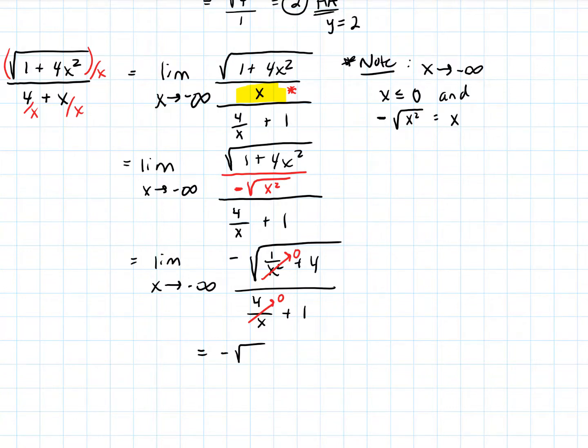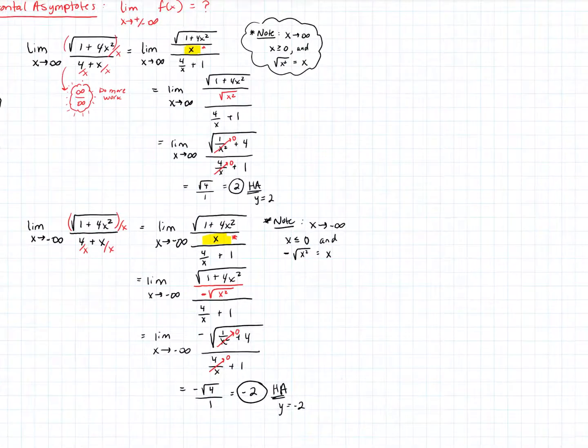As x approaches negative infinity, we go to the far left of the graph. Each of those little terms, a constant over x raised to any power, is going to go to 0. So this is going to be the square root of 4 over 1, with the negative, which is negative 2. And there is our second horizontal asymptote. So we have two horizontal asymptotes by checking both sides.